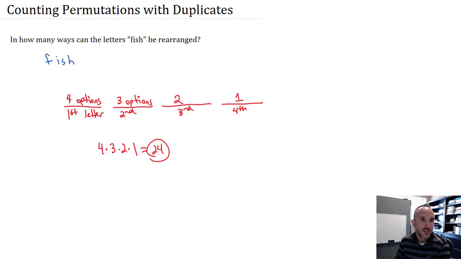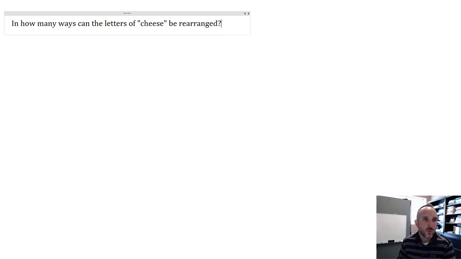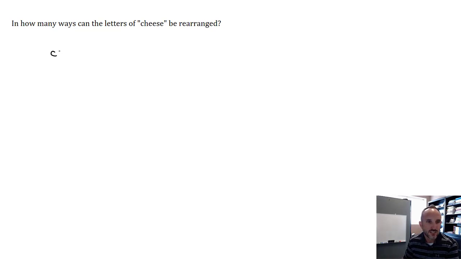Okay, so that's simple enough. But what happens if we ask the question, in how many ways can the letters of cheese be rearranged? That's a little bit harder question, because when you look at the word cheese, there's 3 E's. So let's think of the E's as being, let's label each of them as something different, although they're the same letter. So let's call the first one E1, the second one E2, and the third one E3.